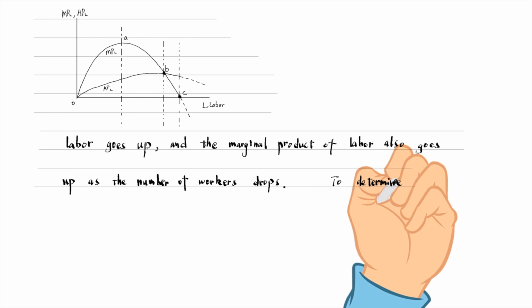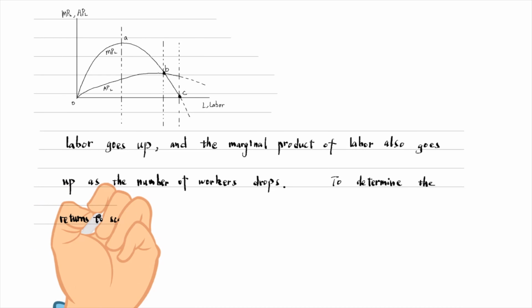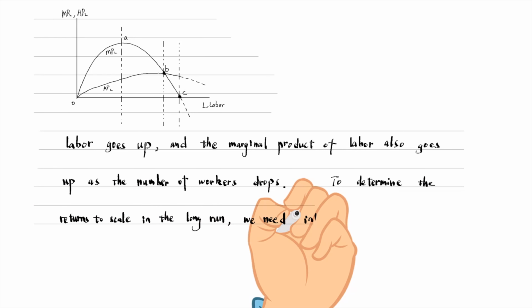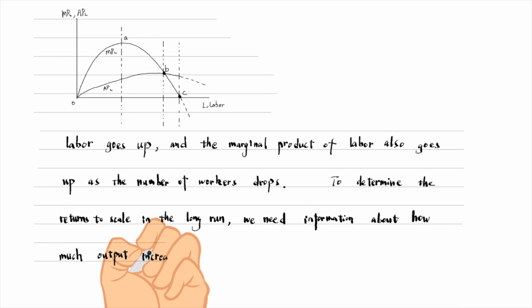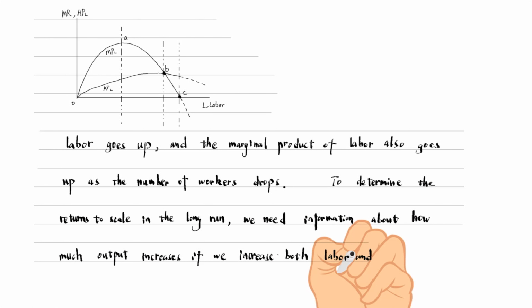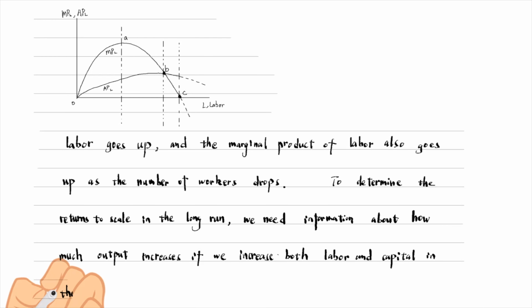To determine the returns to scale in the long run, we need information about how much output increases if we increase both labor and capital in the same proportion.